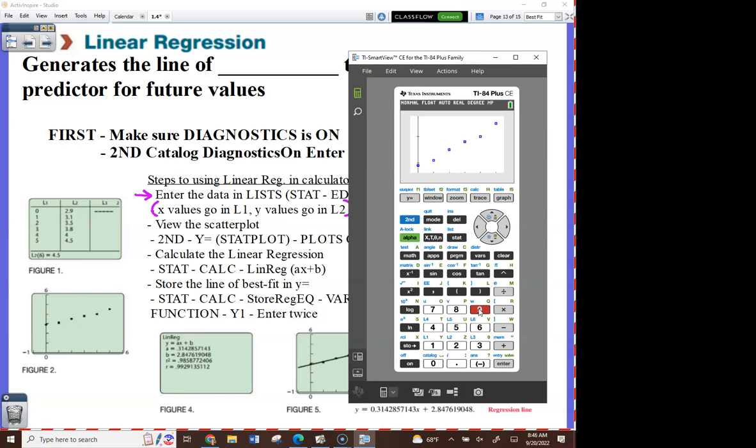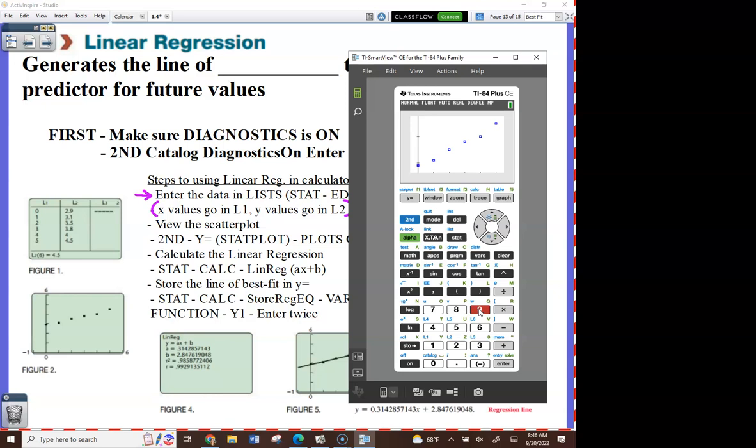Now you can see the scatter plot. It's a dot plot, right? This is where you have to think to yourself, what's the trend? Does it look like it's a straight line? Does it look like it's a quadratic curve? Does it look like it's a cubic? So what's the trend? Straight line.